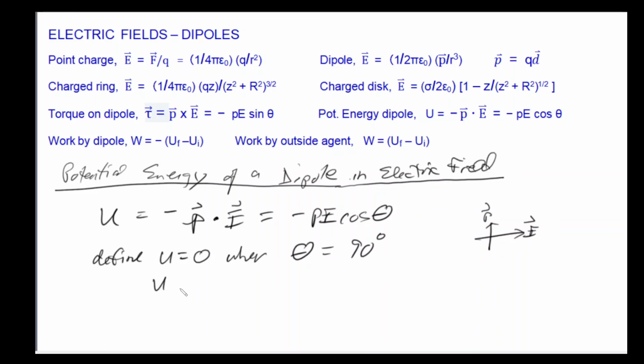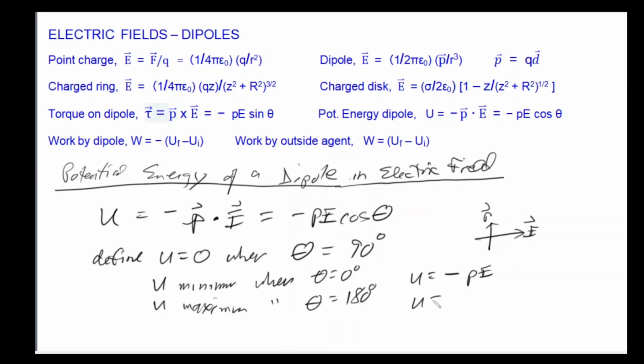Then U is minimum when theta equals 0 degrees, because then we get U is equal to minus PE, and U is maximum when theta is equal to 180 degrees, because then we get U is equal to a positive PE. And again, U is 0 at 90 degrees.